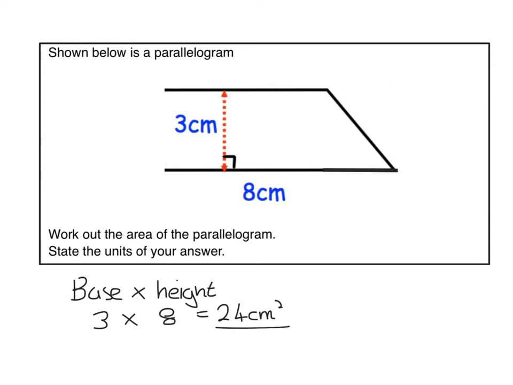Okay, so all we did was base times height, but it's really important that we don't do this height. In fact, I never want you to call a slanted height height. Whenever we're looking at shape, this height here always refers to the perpendicular height. And the perpendicular height means the one which is at right angles.